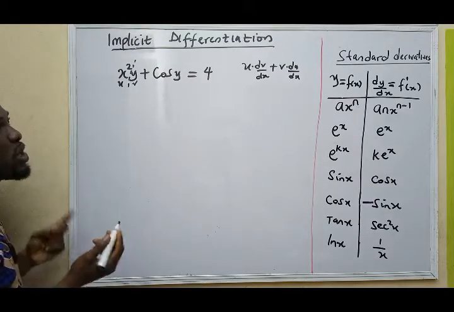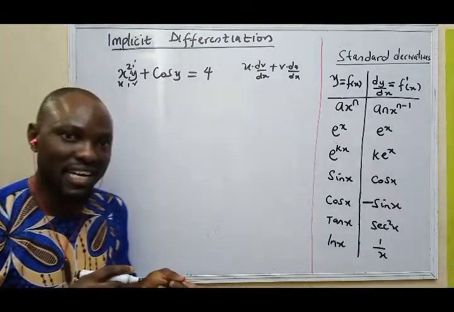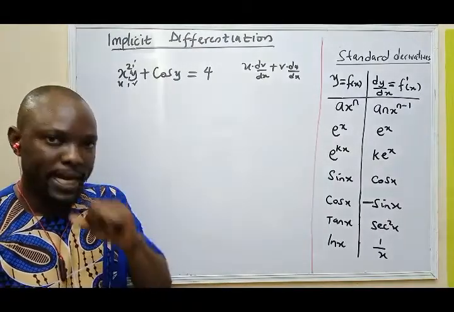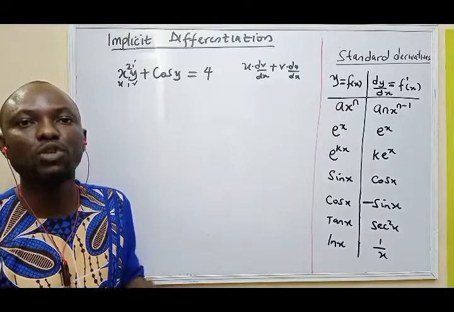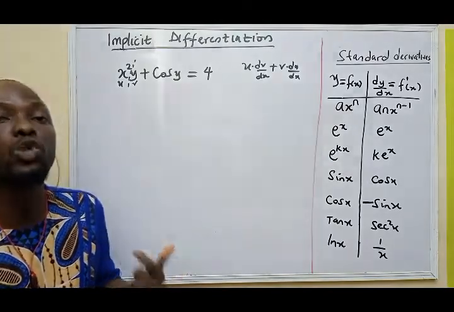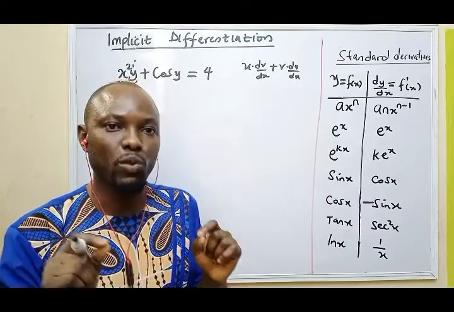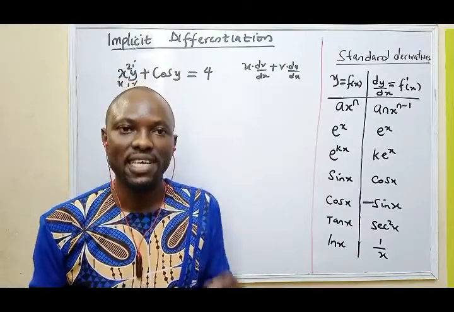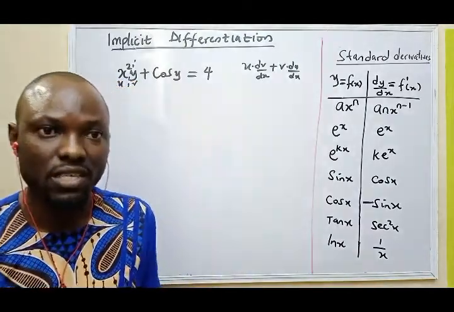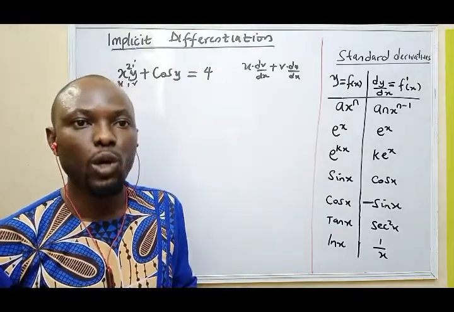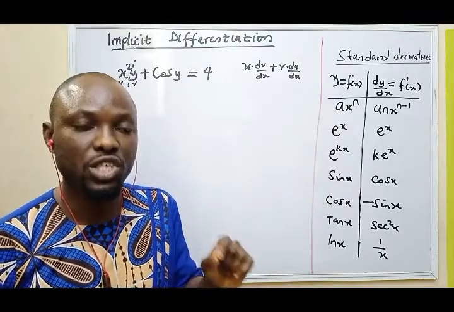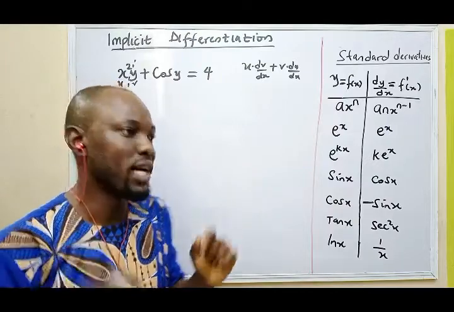Now, we're going to differentiate with respect to x and with respect to y. Note this: each time you differentiate with respect to y, always multiply your derivative by dy/dx. I'm going to say that again. Each time you differentiate with respect to y, always multiply your result, which is your derivative, by dy/dx.